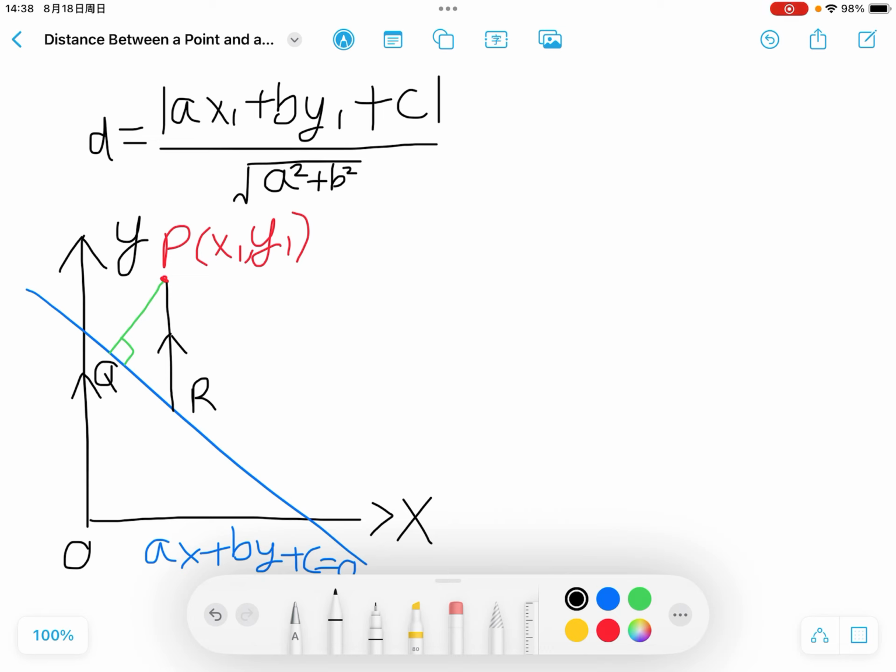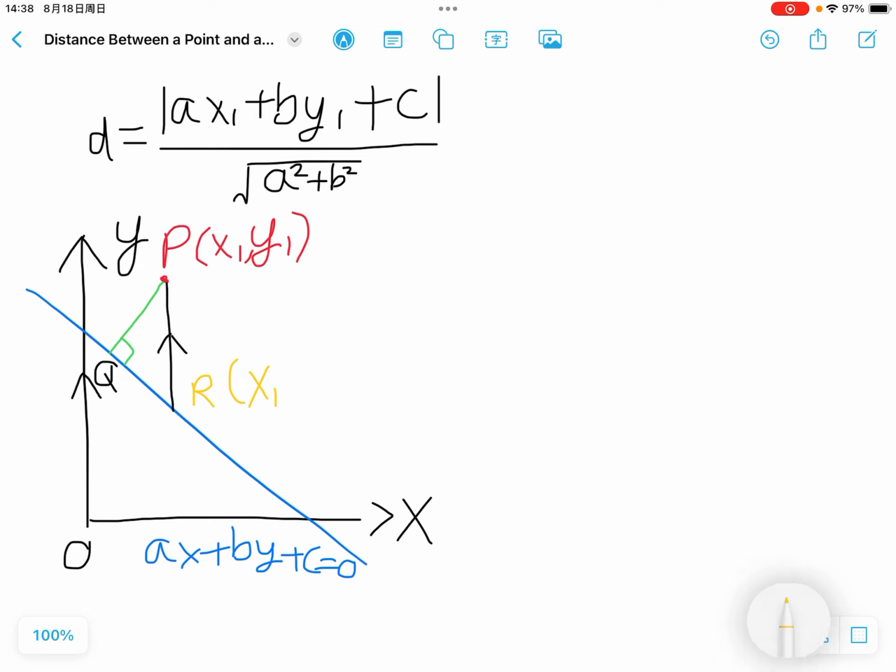So let's just have some coordinates for Q and R. Now which one looks easier to figure out? It seems like R seems easier to figure out because at least we have the x coordinate for it. The x coordinate for R is just going to be x1. The y coordinate, though, might be a bit harder, but not hard. We know that R is on this line, and we have the equation of this line here. So we just plug x1 into the equation, we solve for y.